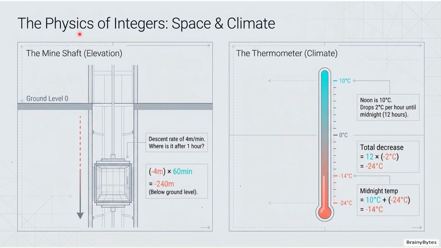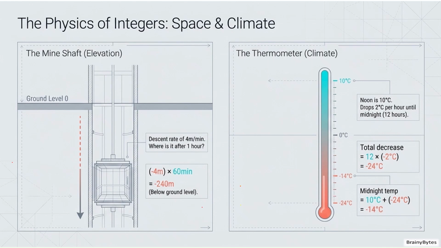These are some common examples of space and climate usually asked in exams. First, the mineshaft, elevation. The descent rate of the shaft is 4 meters per minute. Where is it after 1 hour? An easy-peasy question, right? Let's break it down to simple steps.